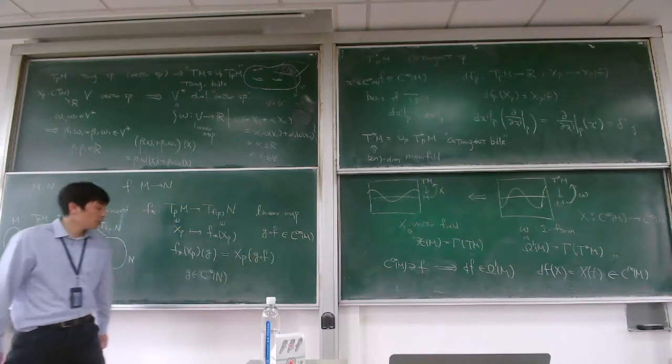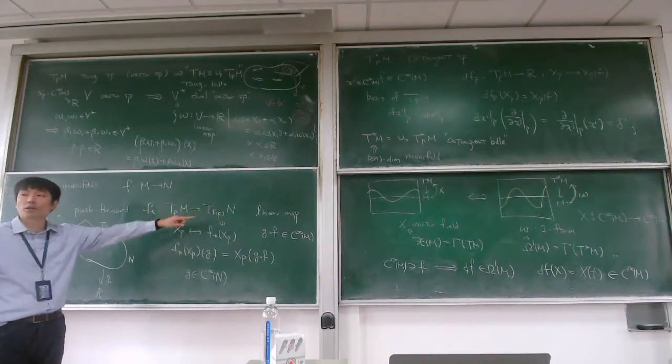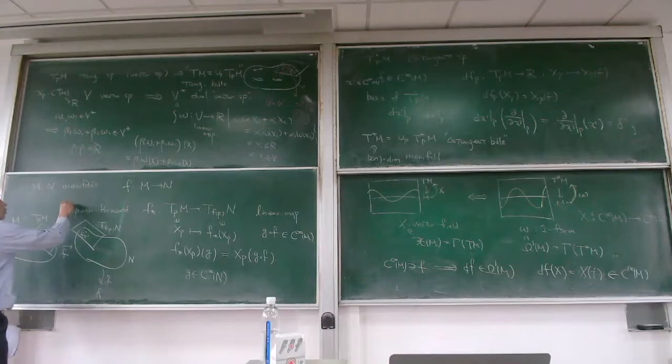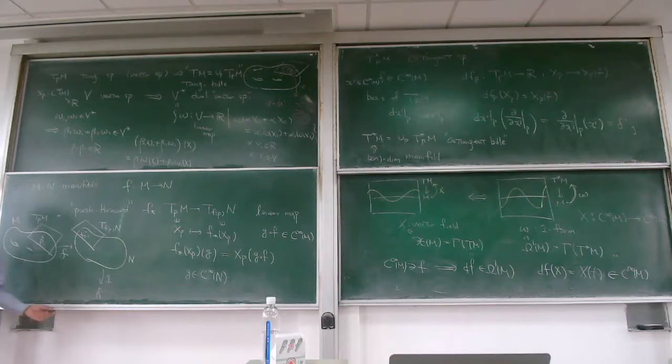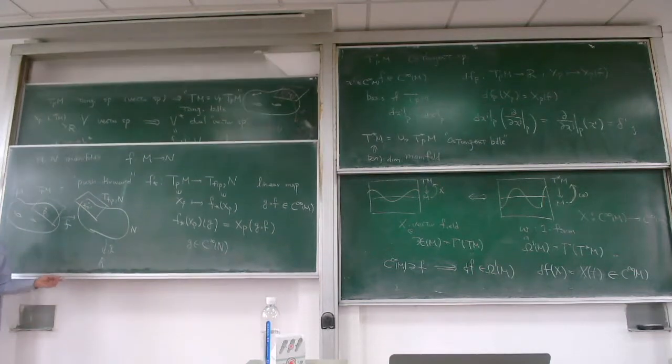So this is the definition of the push forward. This is called push forward. The reason why it's called push forward is that the tangent space is pushed forward to N, as a linear map.